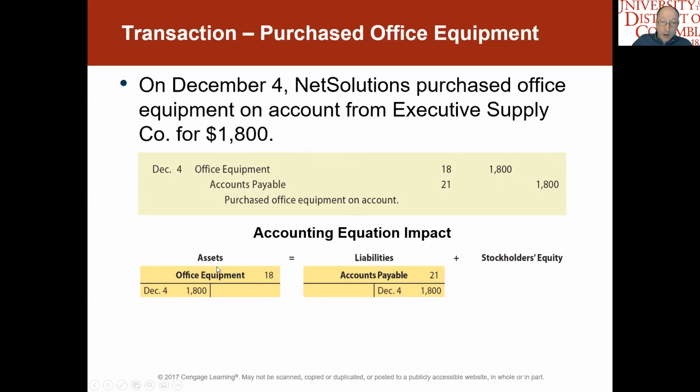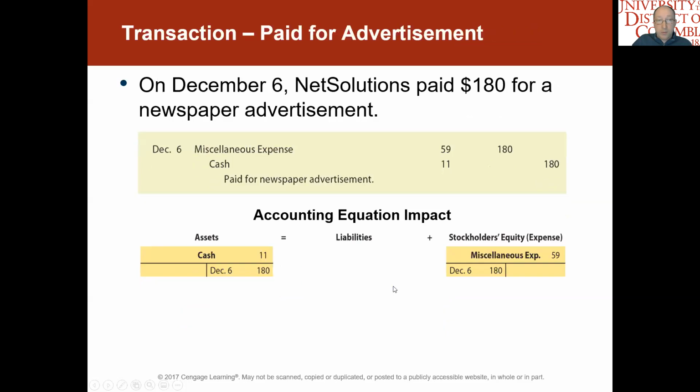Okay, so we impacted our assets and liabilities. We debited our office equipment for $1,800. We credited our liabilities for $1,800 to increase both, and the accounting equation is still in balance. Let's look at another example. We're going to pay for advertising. The company pays for advertising. December 6th, we bought some advertising for $180 from a newspaper advertisement.